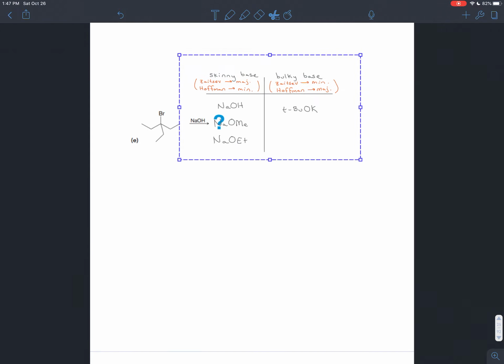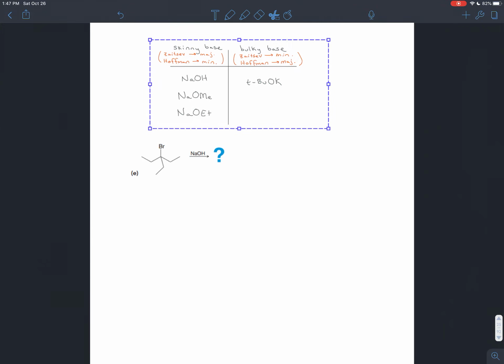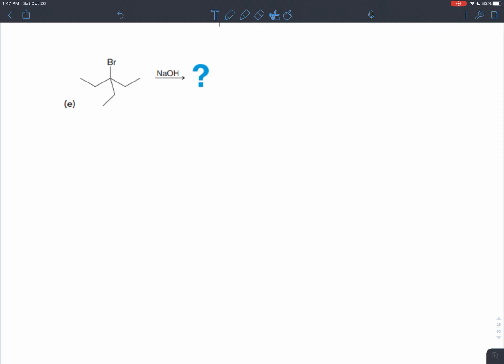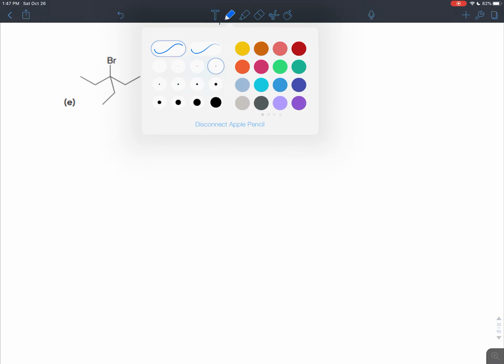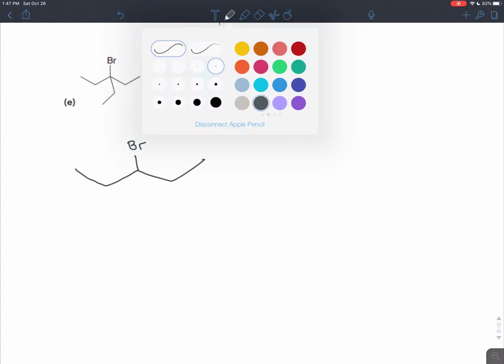Now, if we think about E, in E, we actually don't have to think about the type of base that much. And the reason is because although you have 3 different beta hydrogens, they all will give you the same product. Now, to make that a little bit clearer, let me draw this molecule with each of the beta hydrogens labeled.